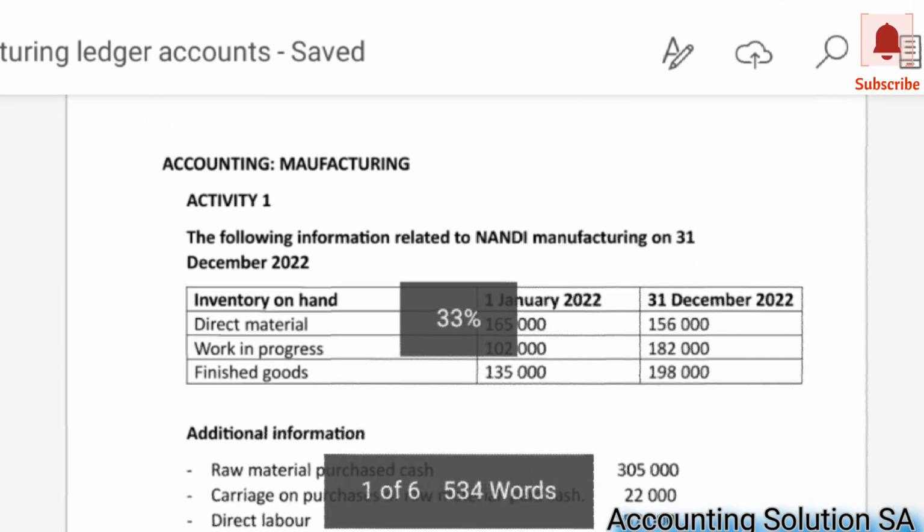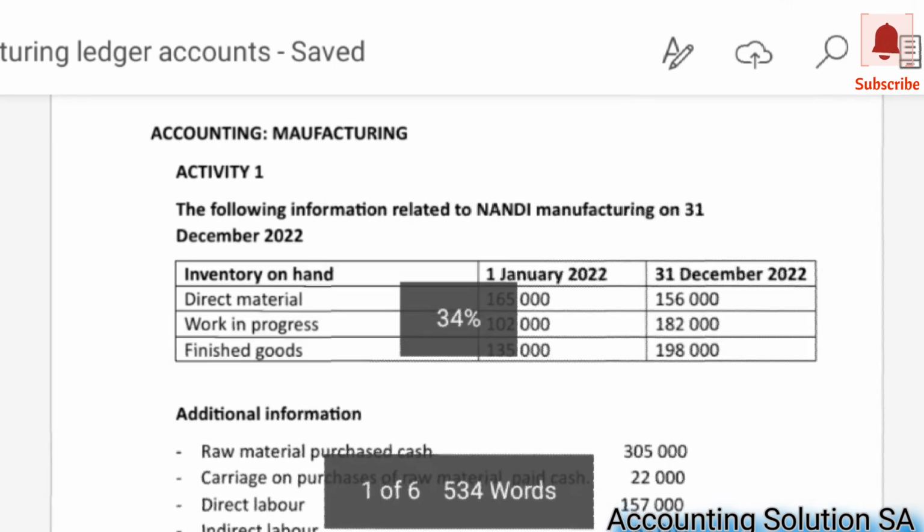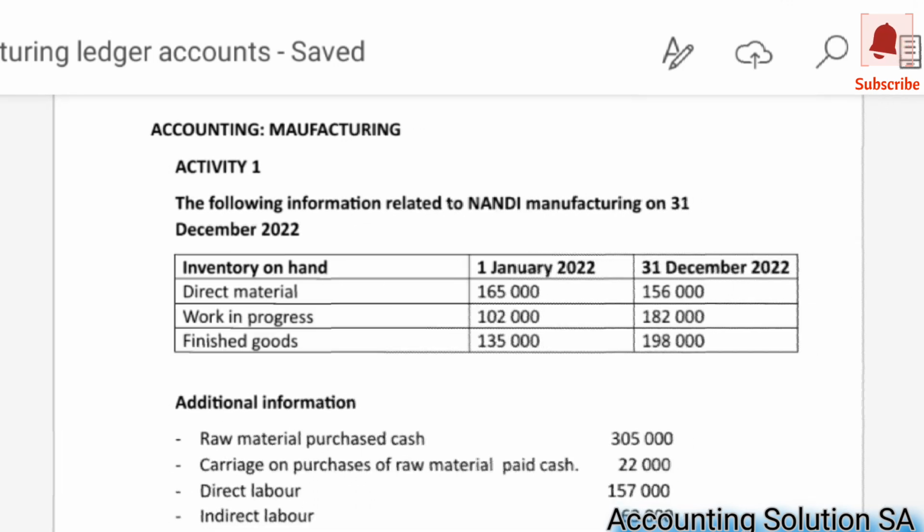Okay, let's check the information that we have. Activity number one, the following information related to Nandi Manufacturing on 31 December 2022. Then they give us inventory on hand. The first one, they give us direct material. Number two, work in progress. Number three, finished goods. They also give us the dates for the opening balance, which is 1 January 2022, and the closing balance, which is 31 December 2022. So you also have to take note of this, guys, that each and every year the beginning we regard as the opening balance, and at the end it's going to be the closing balance. These are free marks that you don't have to lose at all.